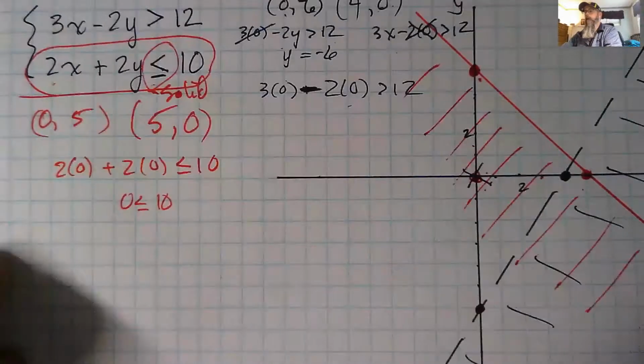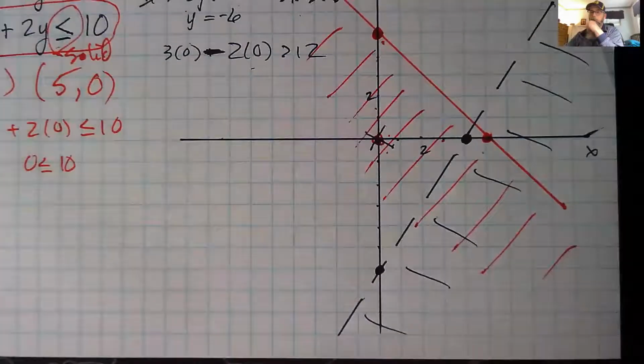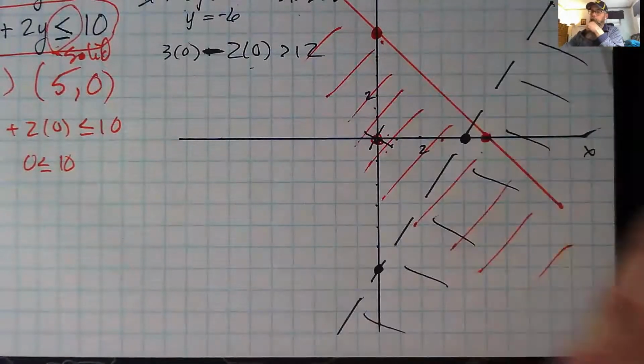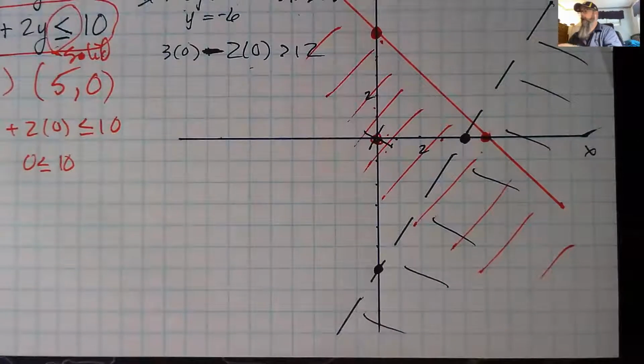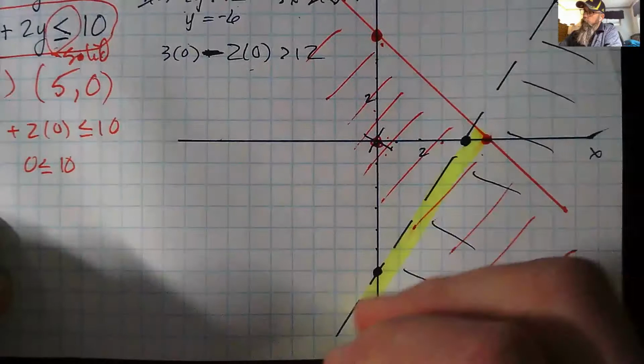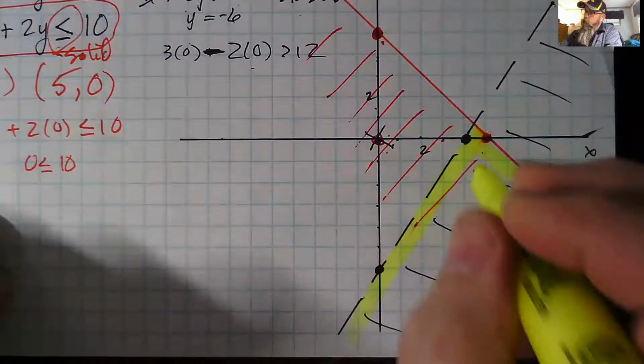Okay, so again, my real goal is to show where both of those are true. Well, it's to the left of the red line. It's below the dark blue line. So I need to shade. I need to extra shade. I need to emphasize this area right here. That's what I need to do.